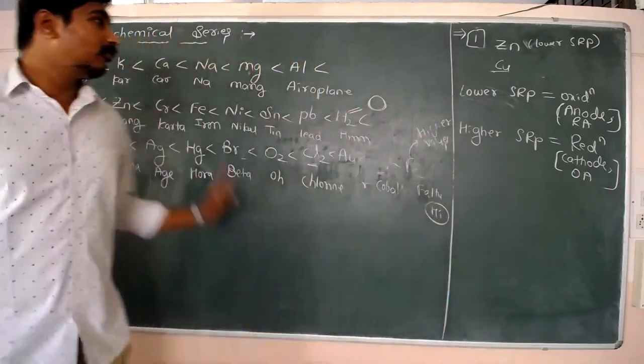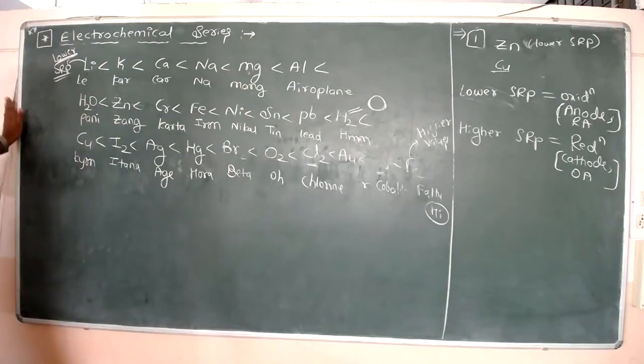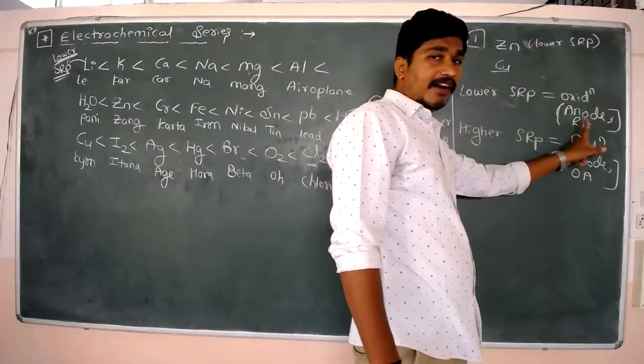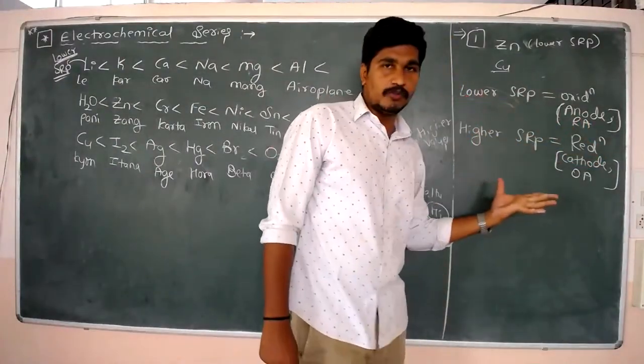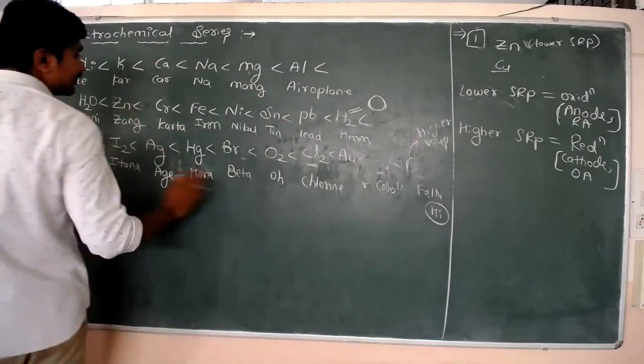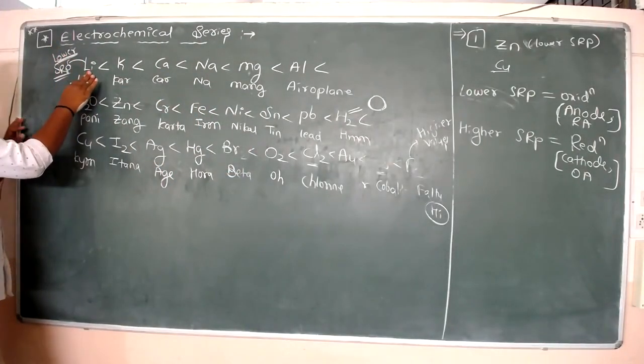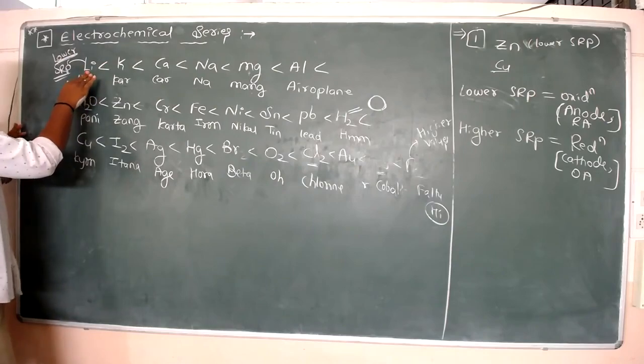Now, in this electrochemical series, which one is the best reducing agent? For a reducing agent, a lower SRP value should be there. Which one has a very low SRP value? Here, lithium. Therefore, I can say that lithium is the good reducing agent.